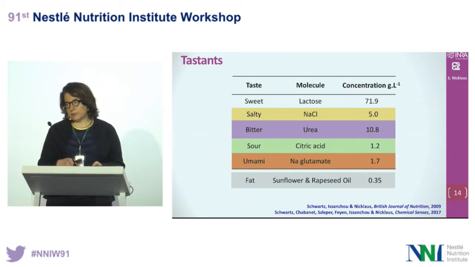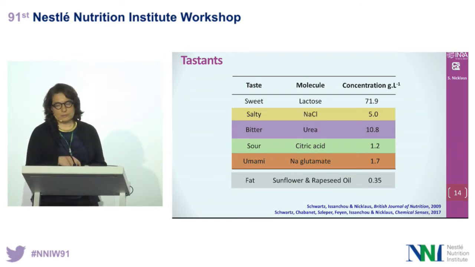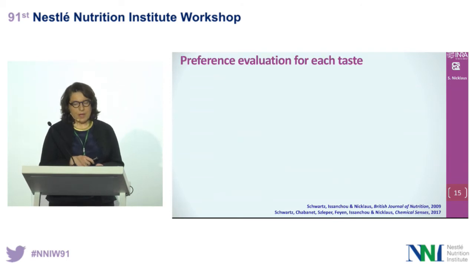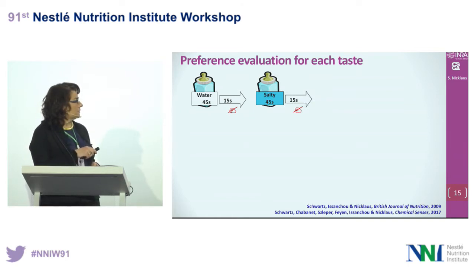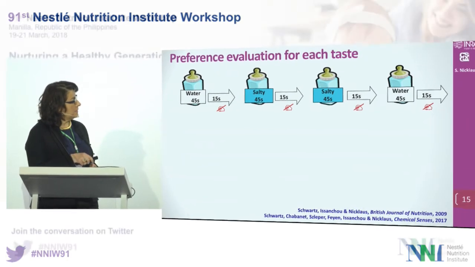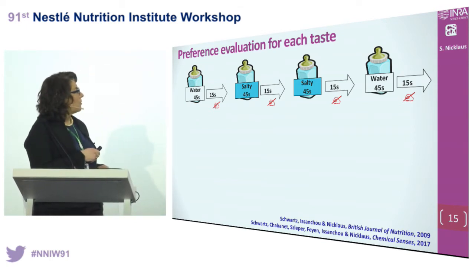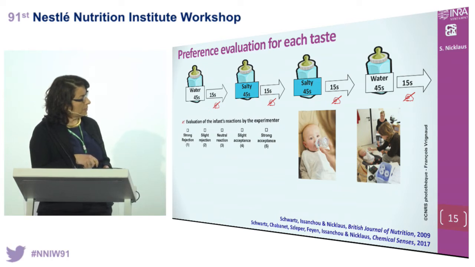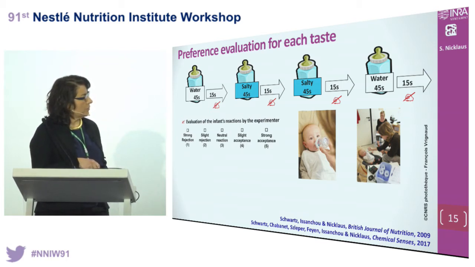So we used the following compounds to evaluate preference: sodium chloride for salty taste, urea for bitter taste, citric acid for sour taste, sodium glutamate for umami taste, and a mixture of sunflower and rapeseed oil for fat taste. To evaluate the preference for each taste, we used a procedure where first we presented a bottle of water for 45 seconds, then a bottle, for instance, of salty solution, again for 45 seconds, and we repeated this. So altogether, for each taste, children could experience 4 bottles, and we recorded the infant's reactions, and that was recorded by the experimenter. So the situation looked like that. The baby was seated in a chair, and the experimenter was feeding the baby, and the mother was also looking at the situation.